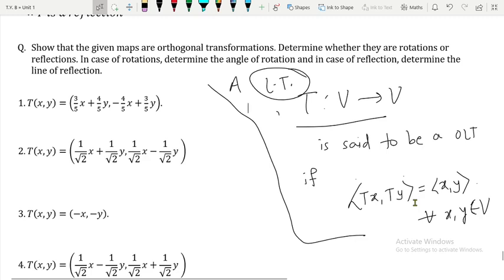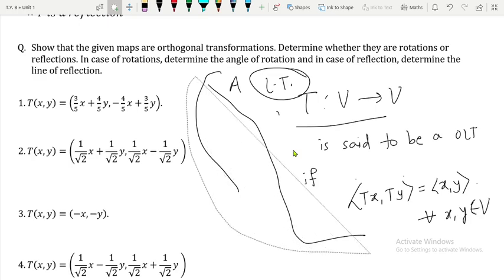But showing T is a linear transformation can be easily done by you. So directly I will take one example where I will verify this condition, that is, the inner product of Tx with Ty is equal to the inner product of x with y. Whenever you have an arbitrary example, you can use this straightforward way to show your T is an orthogonal linear transformation. Then let us go for it.